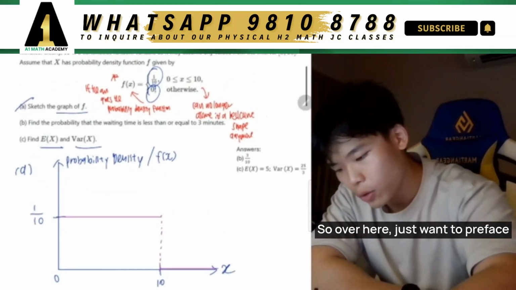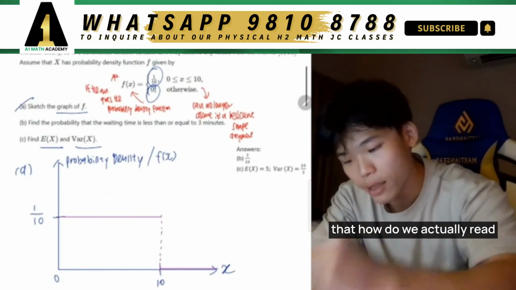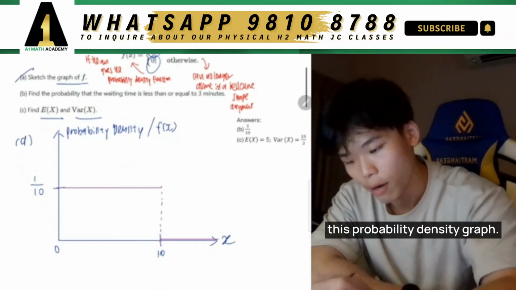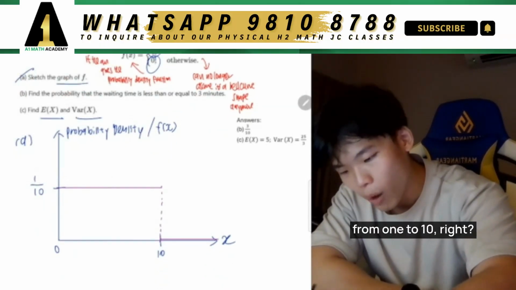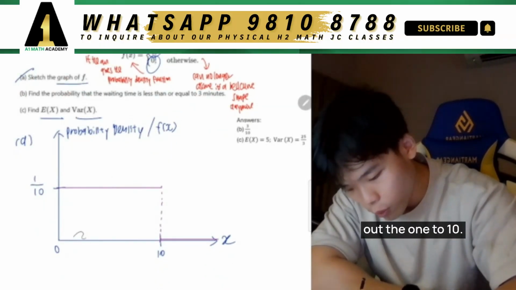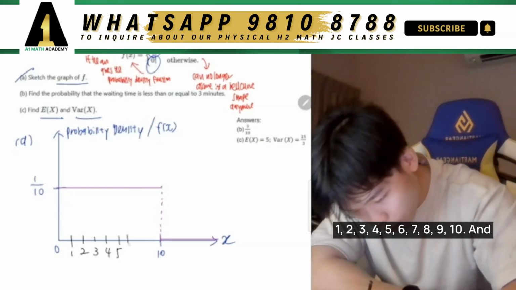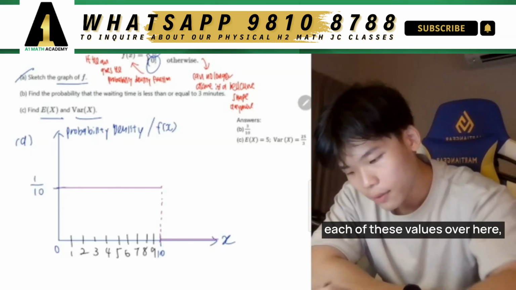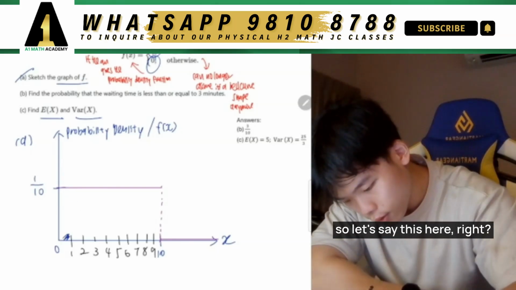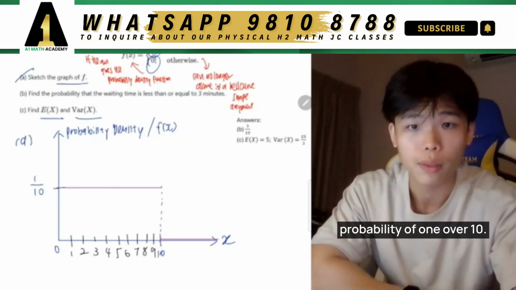So over here, I just want to preface: how do we actually read this probability density graph? So we have values from 1 to 10, right? Okay, I'm just going to write out the 1 to 10: 1, 2, 3, 4, 5, 6, 7, 8, 9, 10. And each of these values over here, so let's say this here, right? They all have a probability of 1 over 10.